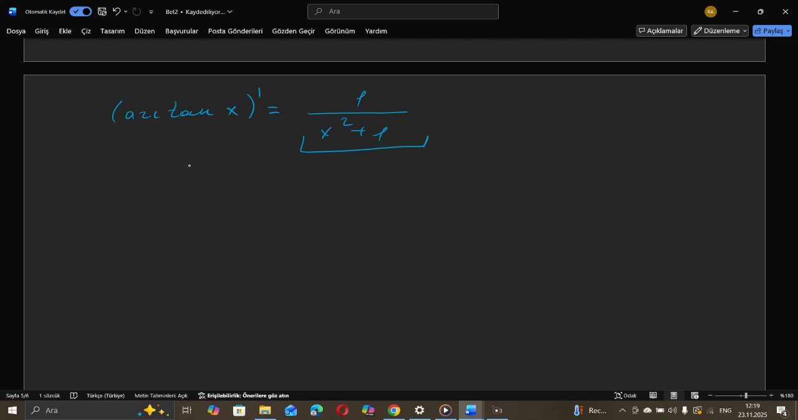First of all, let's approach arctangent x as a function. Let's say y is equal to arctangent x, so we are going to find the derivative of this function, dy with respect to x, right?